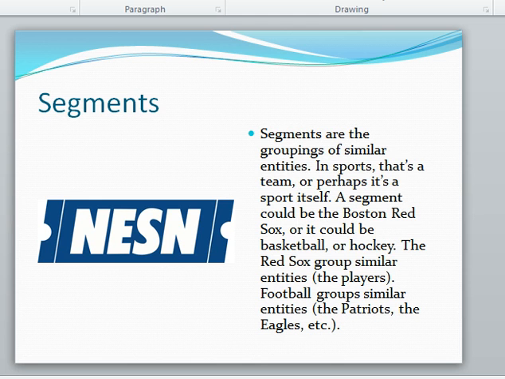Segments. Let me explain what segments are. Segments are the groupings of similar entities, and that might sound kind of simplistic, so let me give you an instance. Sports is the greatest analogy, because a segment is either a team or the sport itself. A team such as the New York Yankees or the Boston Red Sox groups similar entities such as players, or it could be a sport, football, golf, basketball, hockey, etc., because football groups together the Patriots, the Eagles, etc.